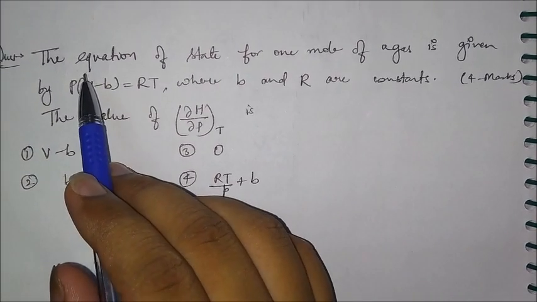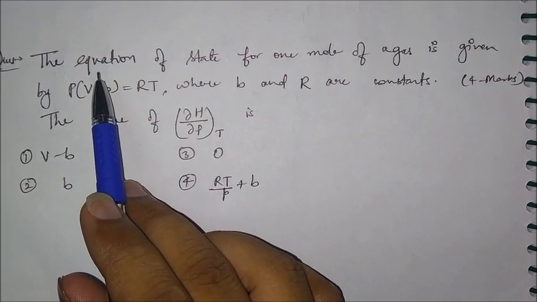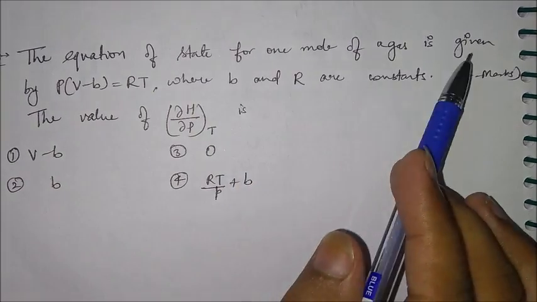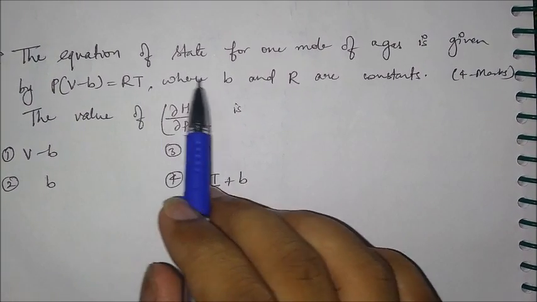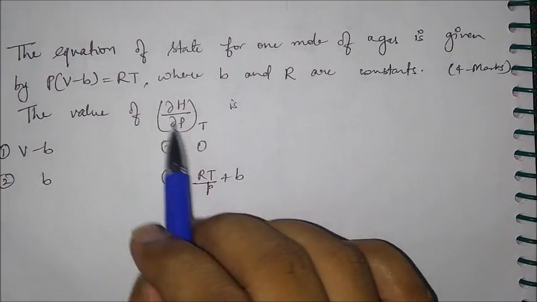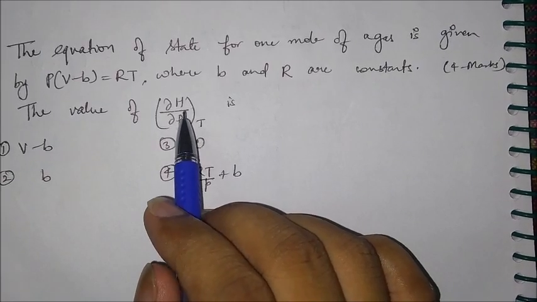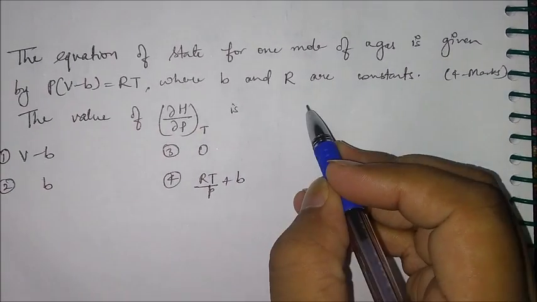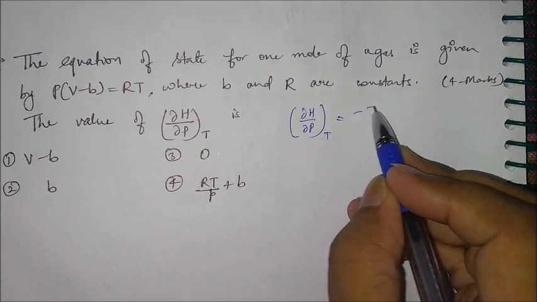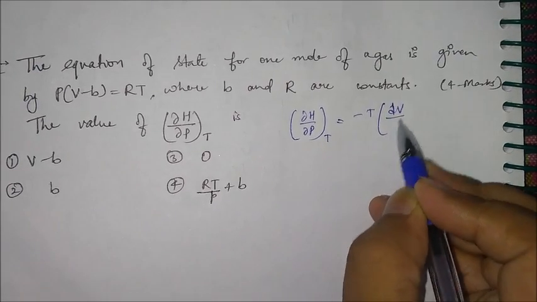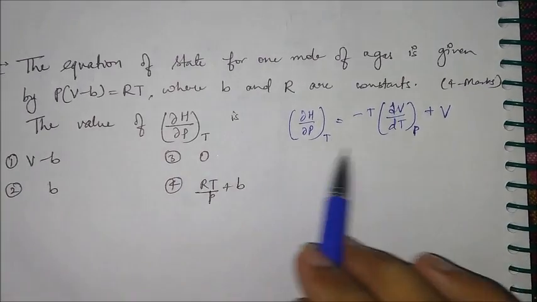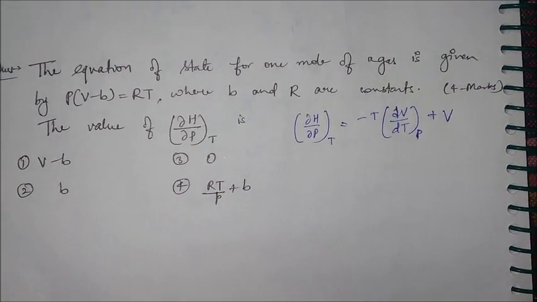Okay, so the next question also came for 4 marks in CSIR December 2016. The question says that the equation of state for 1 mole of gas is given by P(V minus B) = RT, where B and R are constants, and the value of dH by dP at constant T is? So if you remember, this is the term we get from the second thermodynamic equation of state, and the equation was dH by dP at constant T is equal to minus T dV by dT at constant P plus V. So using this equation we can easily solve this. I'll tell you how to solve this question.